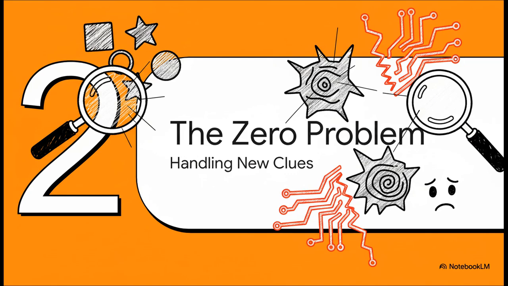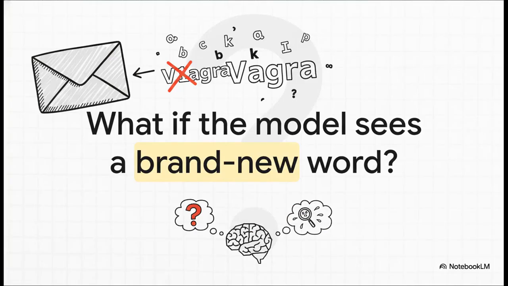Okay, but this simple approach has a major weakness, a real glitch in the system. Our detective is a pro with clues it's seen before, but if you throw something totally new at it, it can completely freeze up. So picture this. A spam email shows up, but it has a word the model has never, ever seen before. You know, like a creative new misspelling of a common spam word. The model has learned from thousands and thousands of examples, but this one word is brand new. What do you think happens then?